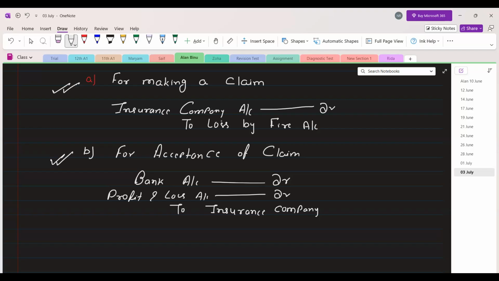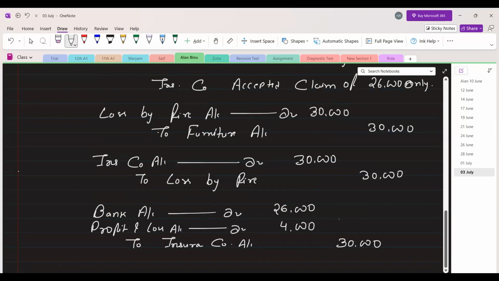If they accept the full claim of 30,000, then there is no loss for us, because we have lost 30,000 value of furniture and we have received 30,000. So why would we write profit and loss? And if they accept only 15,000, half of it, then we will write bank account debit 15,000, profit and loss 15,000, to insurance company 30,000.